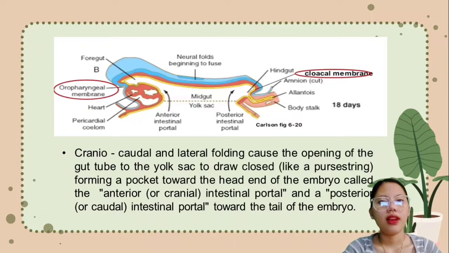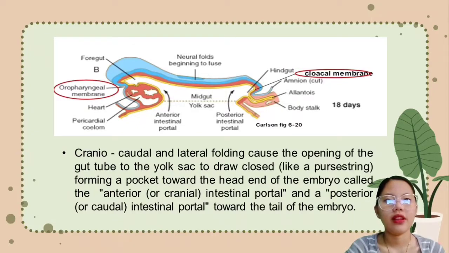Around the 18th day of human development, cranio-caudal and lateral folding causes the opening of the gut tube to the yolk sac to draw close, forming a pocket towards the head end of the embryo called the anterior or cranial intestinal portal, and a posterior or caudal intestinal portal towards the tail of the embryo.